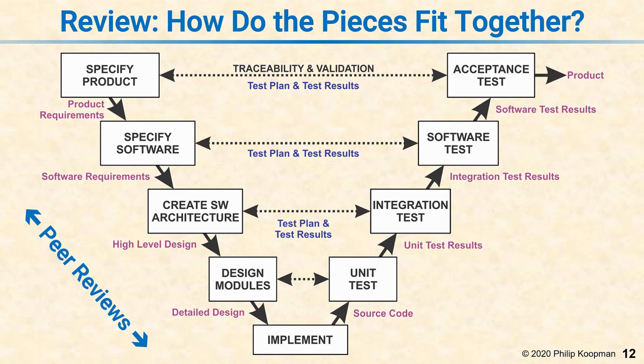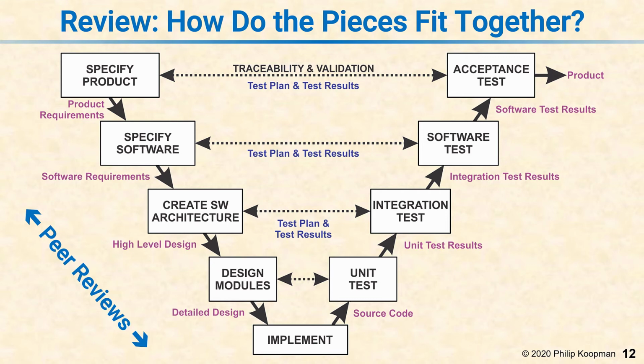You break it down into modules, so each piece is going to have a detailed design. So the architecture is a bunch of pieces. The designs are what does each piece do. The implementation is the code to actually build each piece. And the unit test checks that the design is actually what the code does.